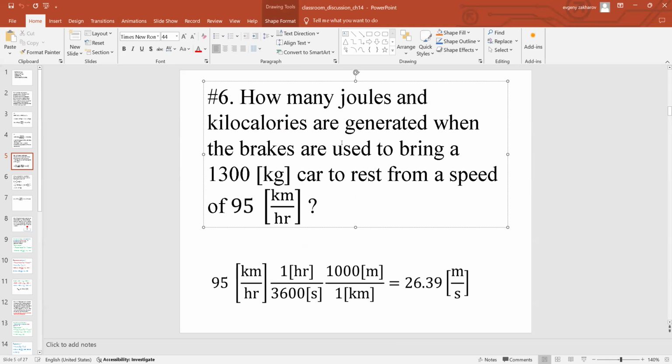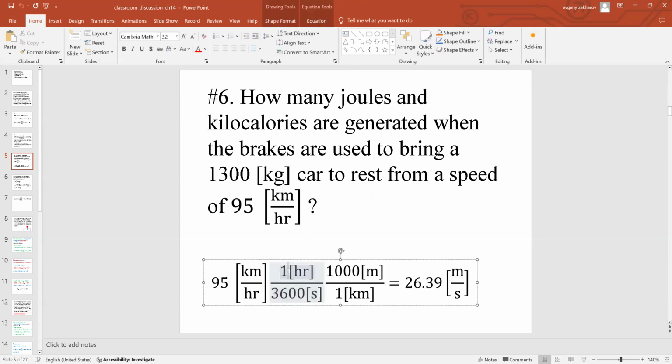How many joules and kilocalories are generated when you use brakes to bring just a regular car to rest from 95 kilometers per hour? First of all, no kilometers per hour. You have to convert to meters per second. And hours in terms of seconds, you can see the conversion. And kilometers, you don't want kilometers, you want meters. Kilometers cancel, you're left with meters. So 26, some change in terms of meters per second.